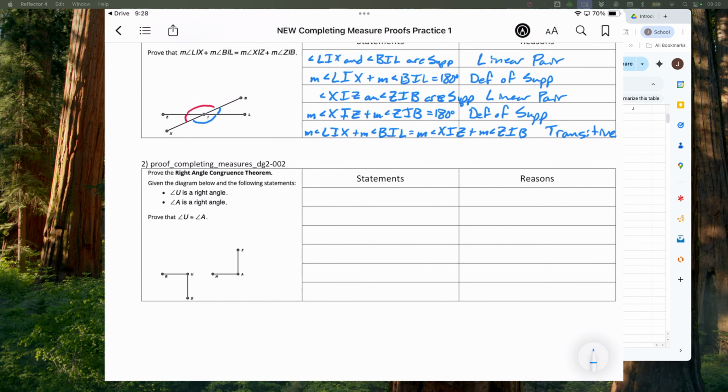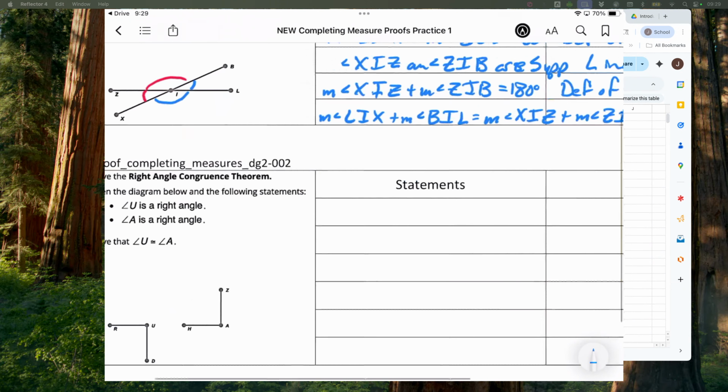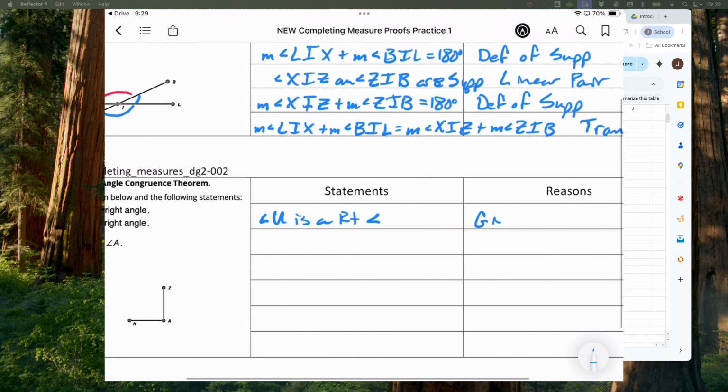Given the diagram below and the following statements, angle U is a right angle and angle A is a right angle, prove that angle U is congruent to angle A. This would be really easy if we were just to say we could use the right angle congruence theorem, but we can't because we're trying to prove the right angle congruence theorem. So we're going to say that angle U is a right angle because that's given. So the measure of angle U is equal to 90 degrees because of the definition of a right angle.